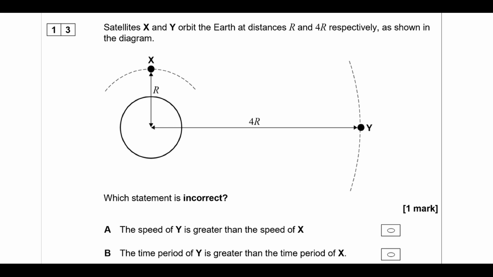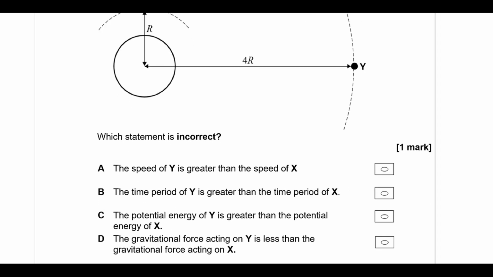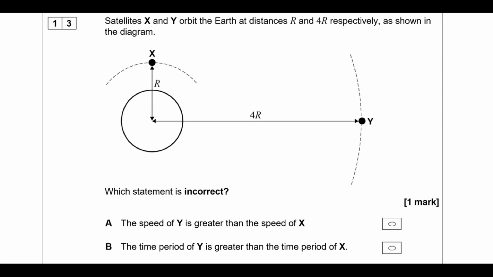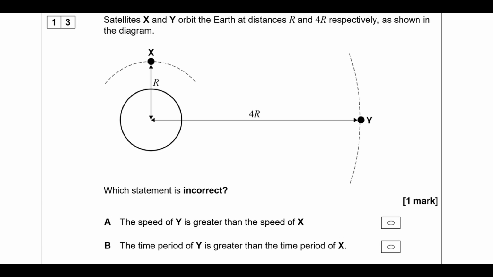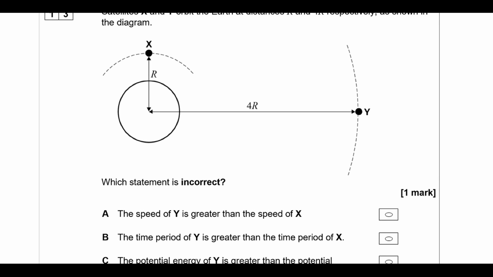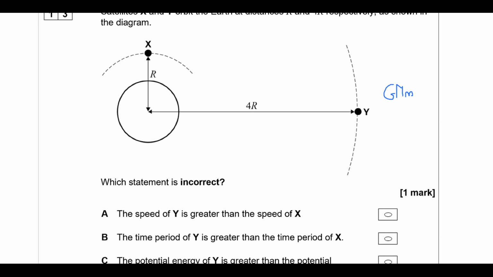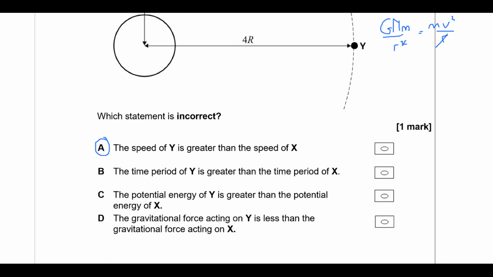Satellites X and Y orbit the Earth at distances of r and 4r respectively. Which statement is incorrect? So the speed of Y is greater than the speed of X. That is not going to be true, because to be a satellite, what you need to do is essentially equate the gravitational force with centripetal force, mv squared over r. So we can cancel one of the r's, but we can see the bigger r is, for the same mass, the smaller v would have to be. So actually the answer is A. But let's go through and check the others too. It's always worth having a look at.